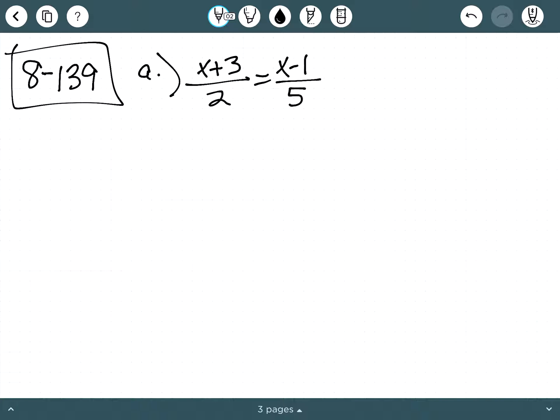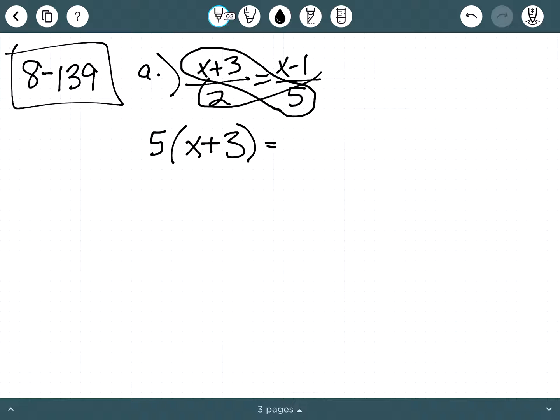So I would take my 5 and multiply my x plus 3. When I do that, I am left with 5 times the quantity of x plus 3. And we're setting that equal to 2 times the quantity of x minus 1. Make sure you use your parentheses if you are cross multiplying.